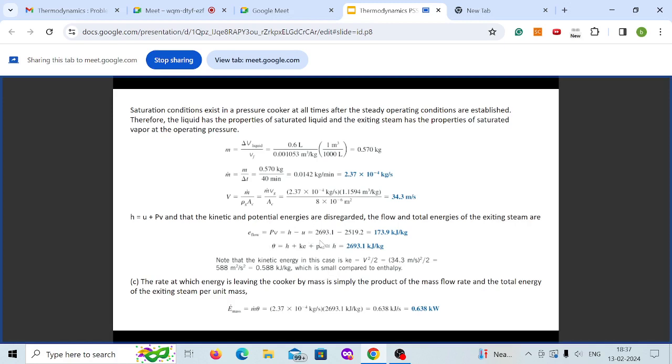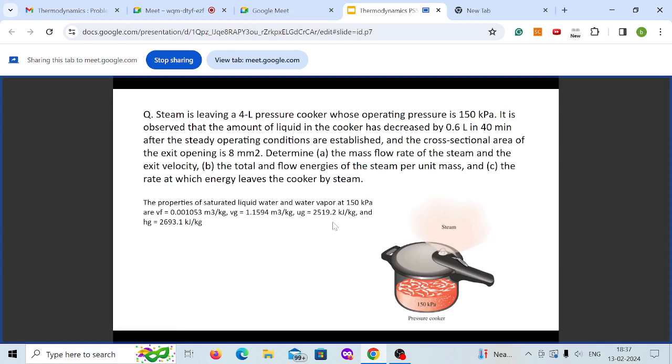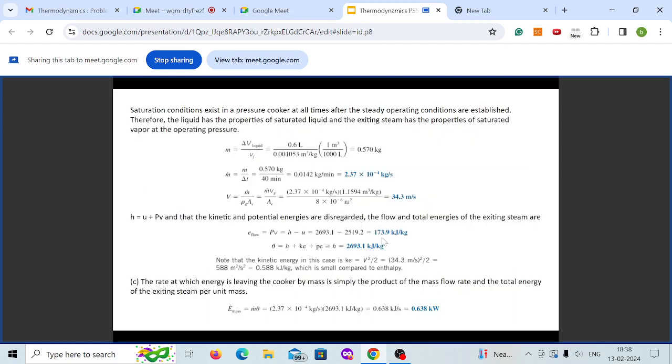So at that 150 kilopascal, your enthalpy is 2693.1. That is the enthalpy of the saturated vapor which is coming out, and internal energy is 2519.2. So the difference of these two will give you the flow energy required. So that will be equal to 173.9 kilojoule per kg.